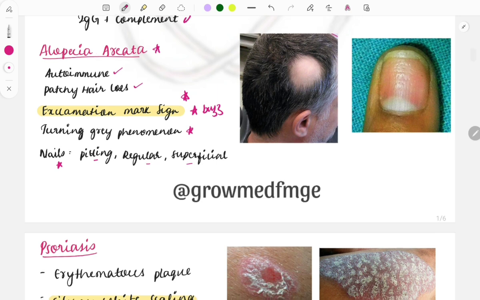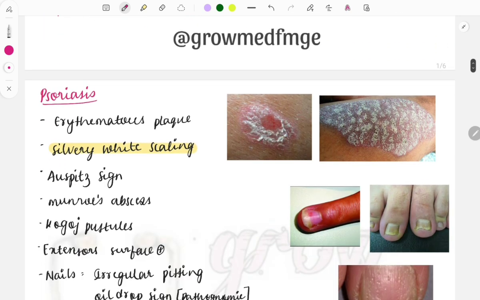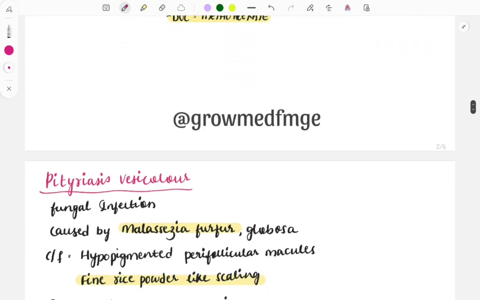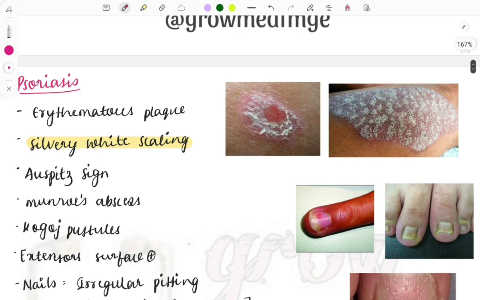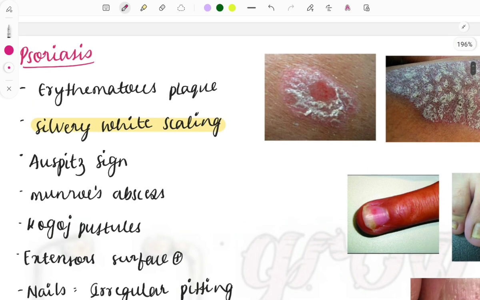Okay, so the important things you must remember from alopecia areata: exclamation mark, then patchy hair loss, and the nail changes. Okay, then moving on to another very important topic, that is psoriasis, and another important topic will be lichen planus. So you can expect one question from this, either from psoriasis or lichen planus, and it is a very important topic and easier also. There are some hint words which you need to find out, and by looking at those you can easily come to know the diseases.